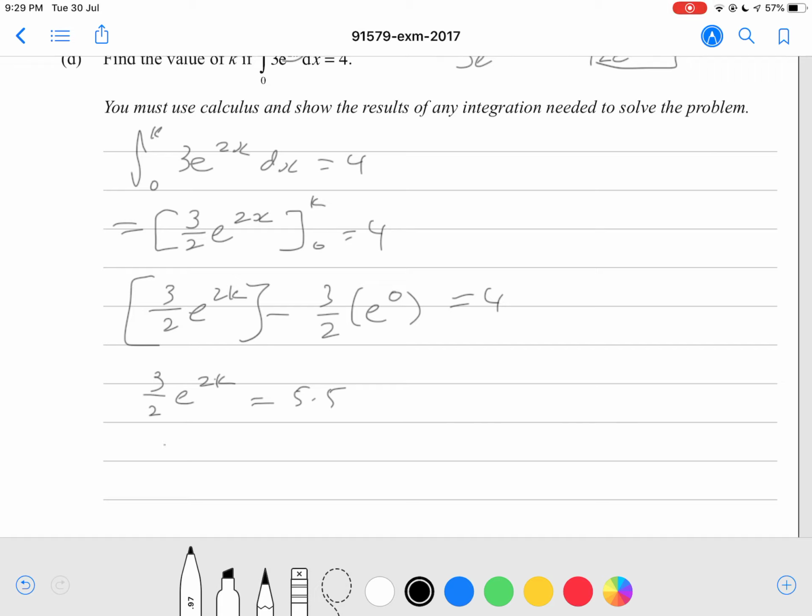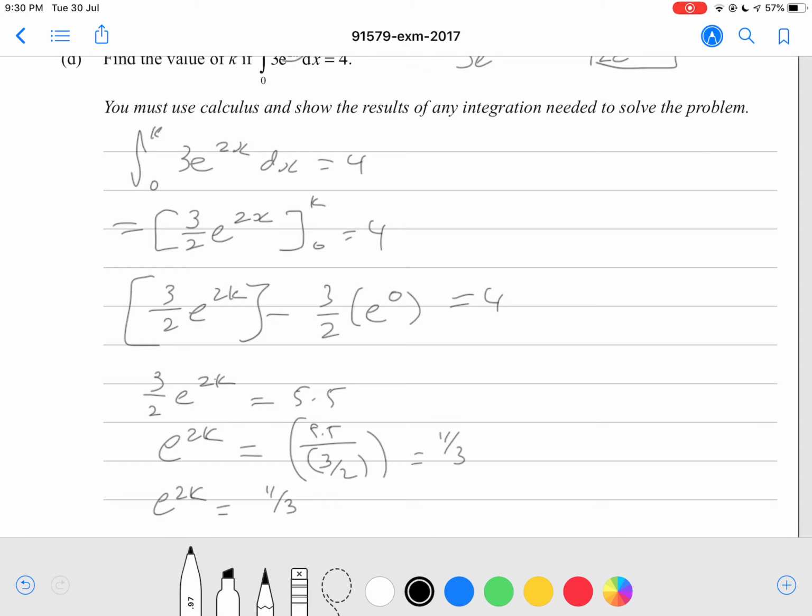We'll move the 3 over 2 to the other side. So e to the power of 2k equals 5.5 divided by 3 over 2, which actually gives you the answer of 11 over 3. So now we know that e to the power of 2k equals 11 over 3.